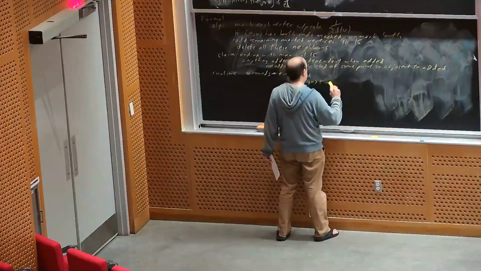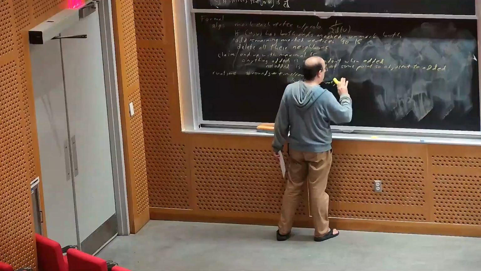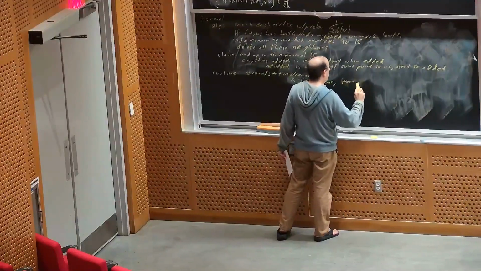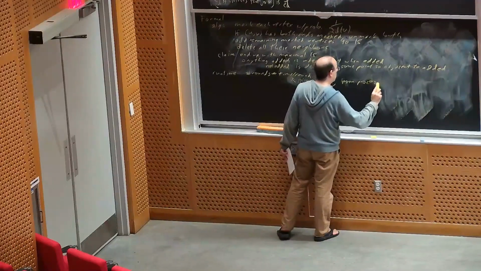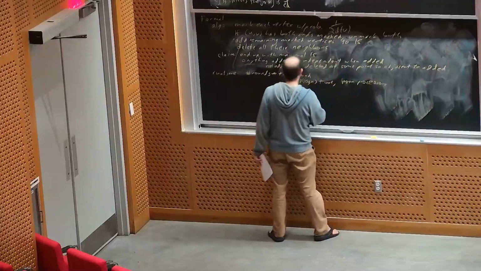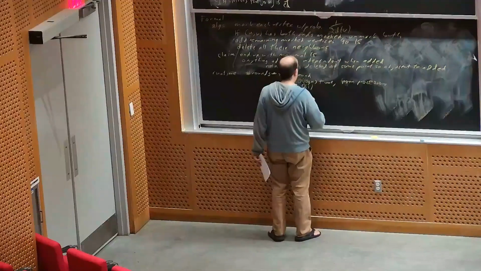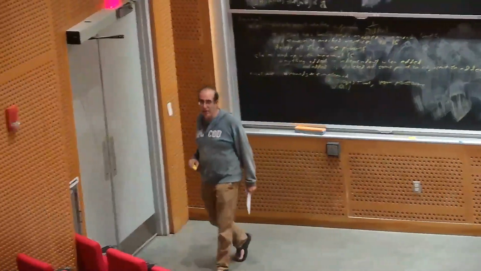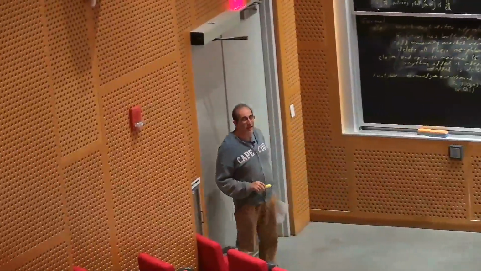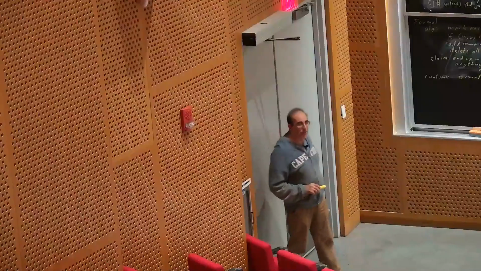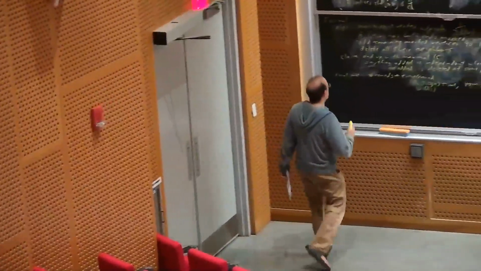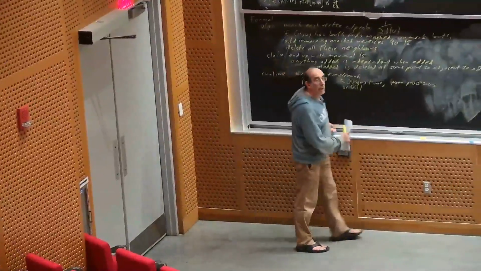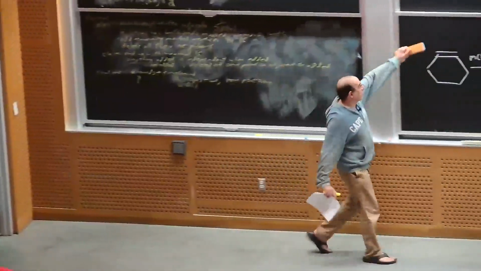So O of log n time, with m plus n processors, or O of 1, depending on your exact machine model. But it's certainly an RNC algorithm. So the hard part, of course, is the number of rounds, and that's what we're going to spend the rest of class analyzing.